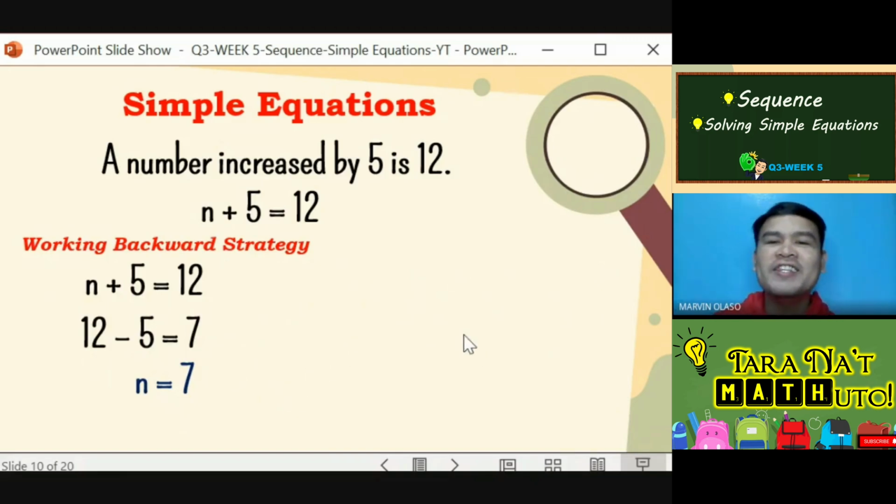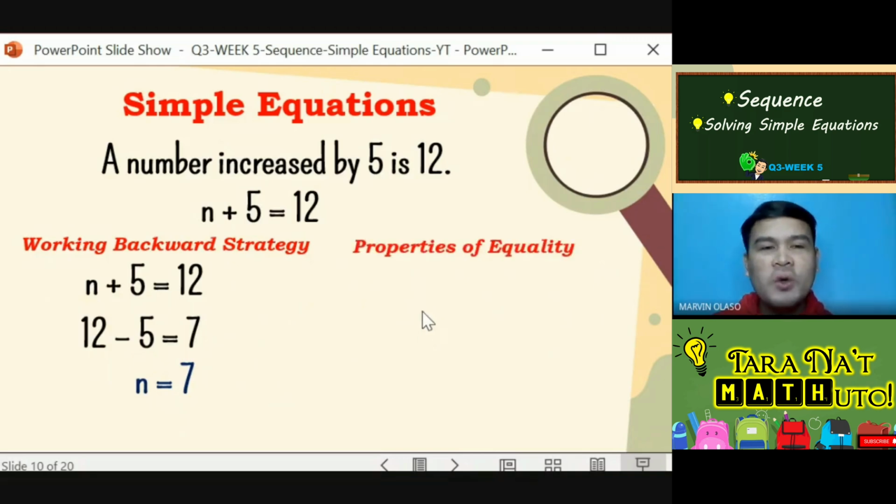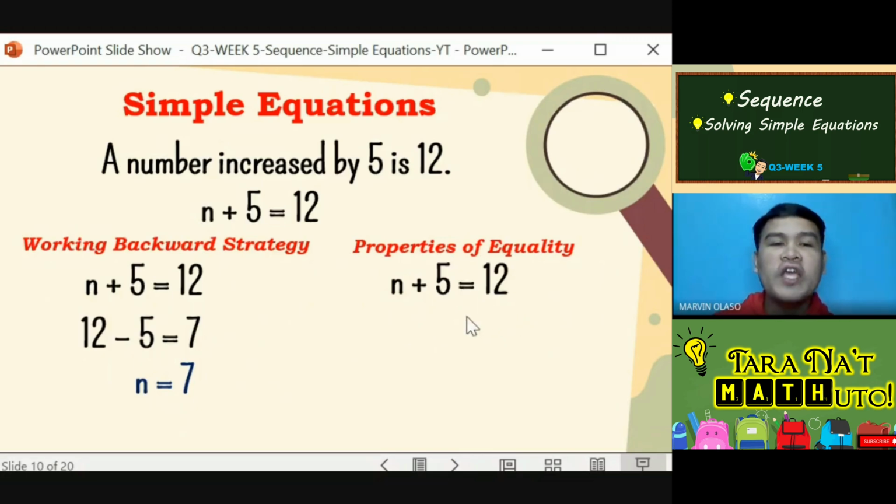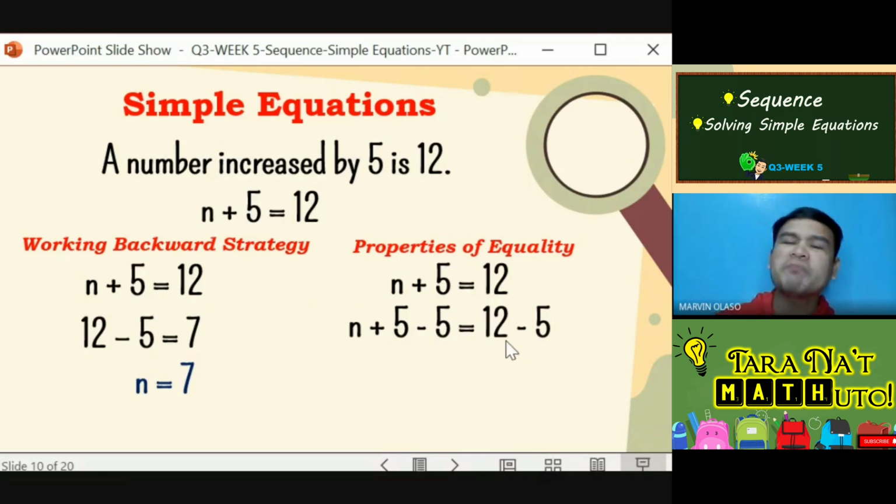So, let's try another strategy. Tingnan natin kung pareho yung magiging sagot natin. This strategy is what you call properties of equality. So, anong ibig sabihin ng properties? So let's have now n plus 5 equals 12. By applying now the subtraction property of equality, we will subtract 5 from both sides. Ayan, minus 5, minus 5. Why minus 5? Because, alam nyo, balikan natin, no? Anong ibig sabihin ng properties of equality pala?